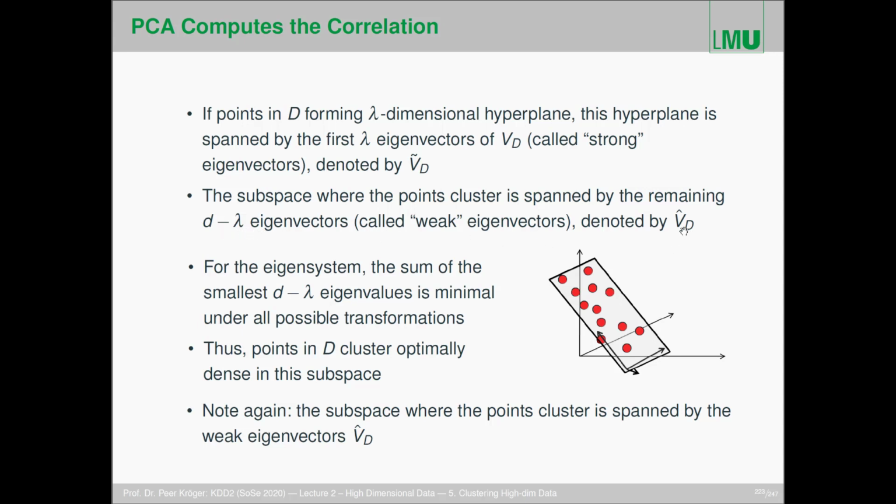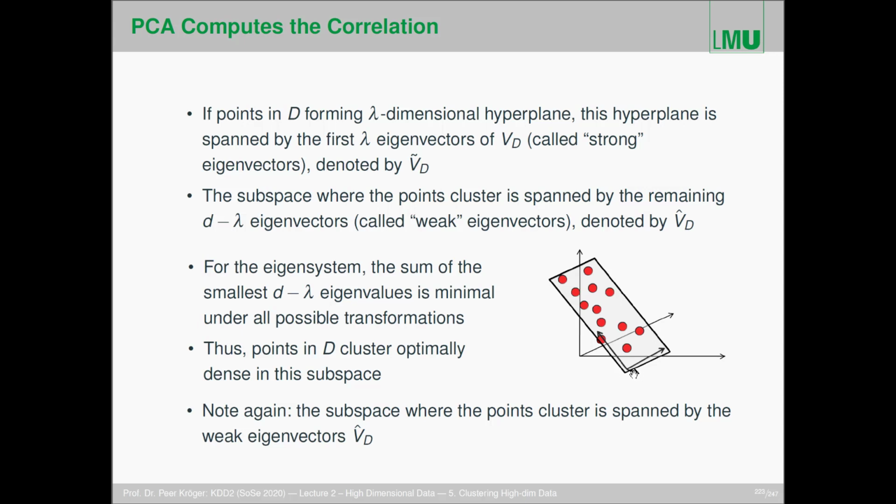Yeah, and they are denoted by V hat of d, and those actually span the interesting subspace, and those actually span the hyperplane on which the points are located. So this is the basic, or the important distinction here. So the strong eigenvalues, in this example here, would be those two that span the hyperplane on which the points are located. This hyperplane actually is the correlation. Yeah, so this reveals the correlation. And the weak eigenvalues, in that case, is only this one here, the small one here.